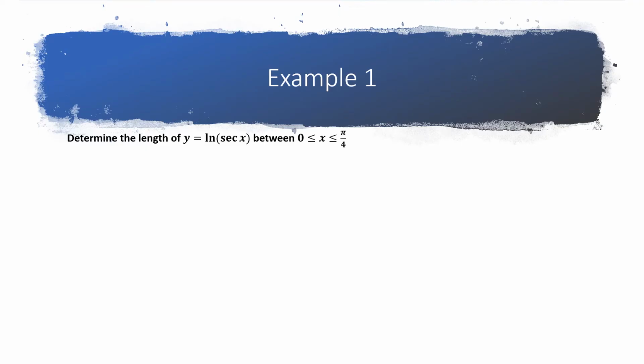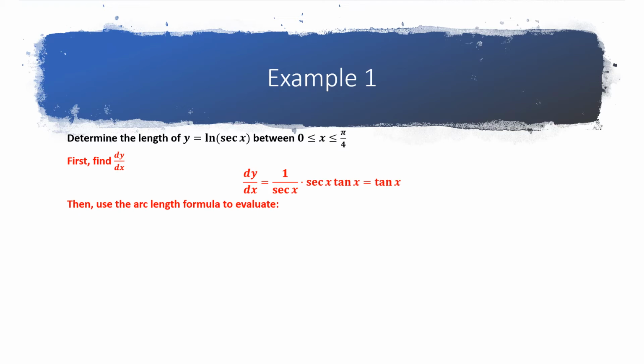Alright, so example 1, they're giving us the function y equals ln secant x, and they want us to find the arc length between 0 and pi over 4. So the first thing I'm going to do is find my dy dx. Remember, for the derivative of ln, you do 1 over the inside times the derivative of the inside. So you have 1 over secant times secant tan, which reduces to tan x. Now you're going to use your arc length formula to evaluate. So you're going to do the integral from your bounds of 0 to pi over 4 of the square root of 1 plus dy dx squared, which would be tan squared of x, dx.